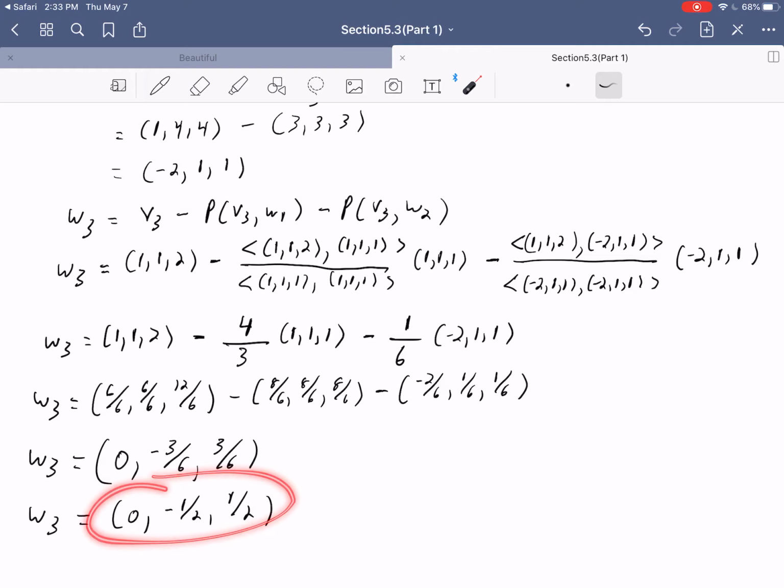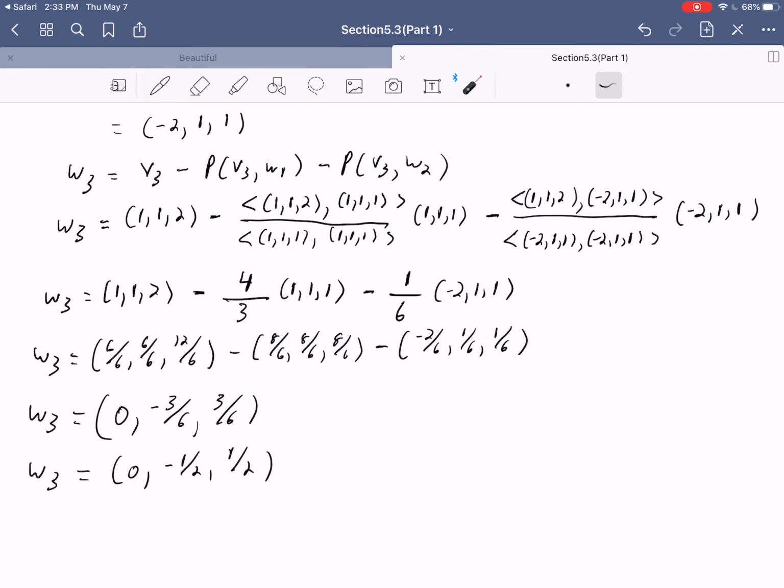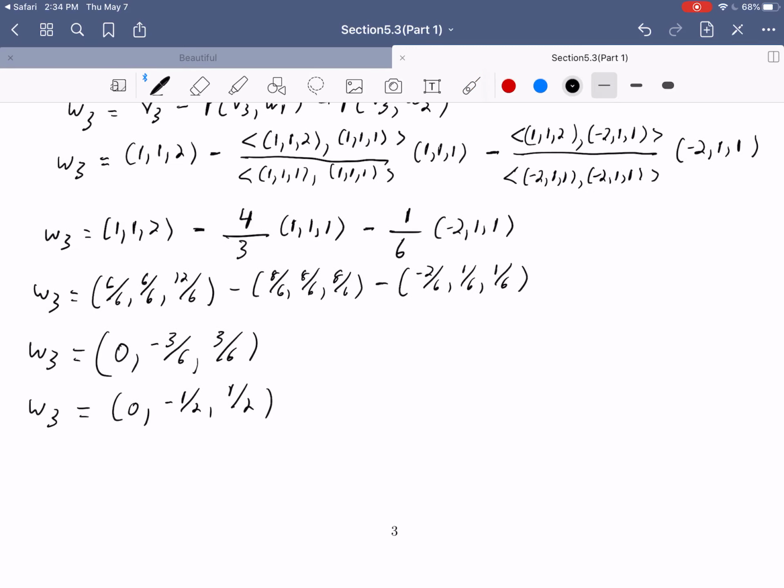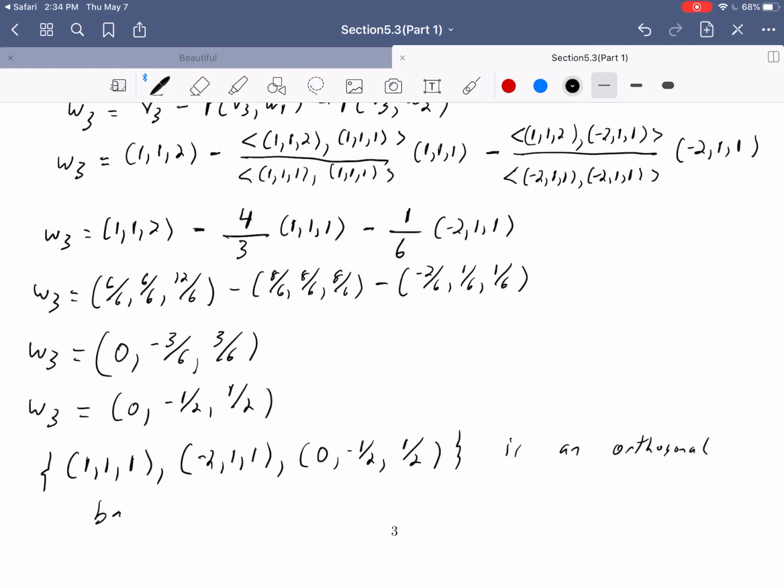Let's confirm that this guy is orthogonal with W2 and W1. This guy with W2, which was right here, that's going to give us 0, negative 1/2, positive 1/2. That is orthogonal. With (1, 1, 1), it's going to give us 0, negative 1/2, 1/2. Definitely orthogonal. So that is an orthogonal basis. So this set, (1, 1, 1), then (-2, 1, 1), and then (0, -1/2, 1/2) is an orthogonal basis for R3, right?